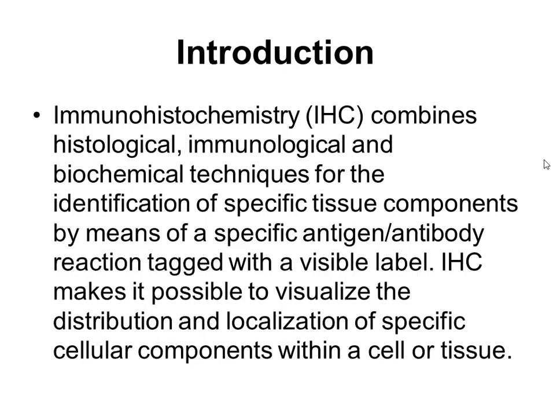So, immunohistochemistry combines histological, immunological, and biochemical techniques for the identification of specific tissue components by means of the specific antigen-antibody reaction tagged with a visible label. Immunohistochemistry makes it possible to visualize the distribution and localization of specific cellular components within cells or tissue.